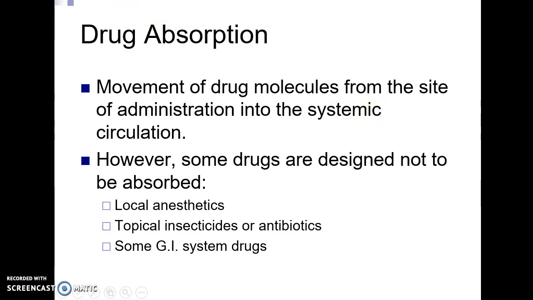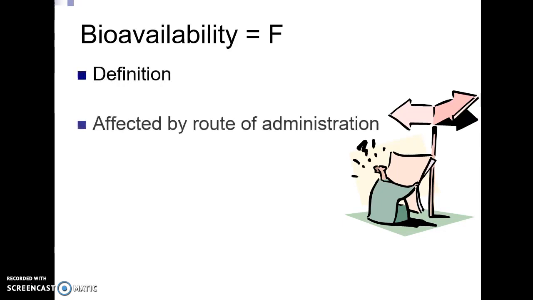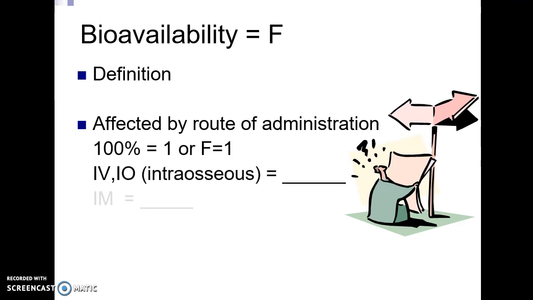But in general, those are sort of exceptions, and I wanted to mention them, but we're going to be talking more about the ones that we do place and need them to get into systemic circulation. So that really is what absorption is. It's going from where we place it into the bloodstream. So there is a concept called bioavailability. And bioavailability has to do with how much of a drug gets from where we place it into the systemic circulation.